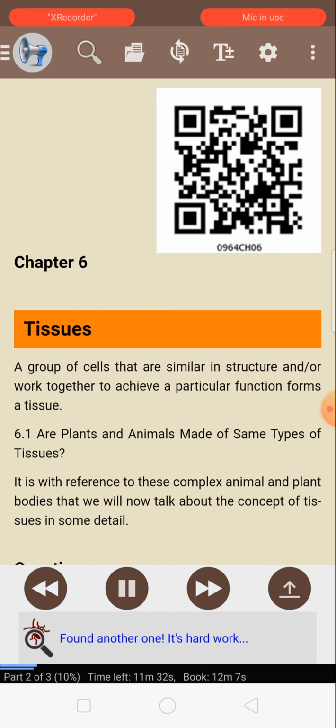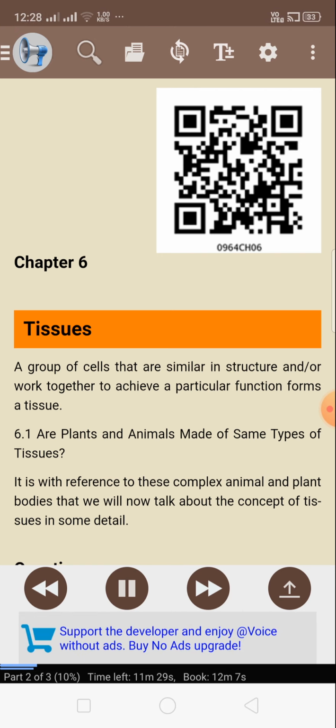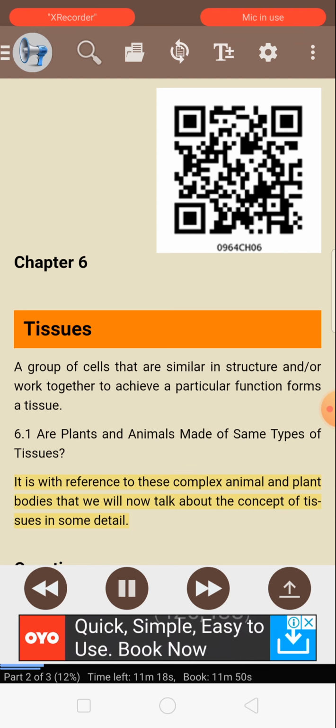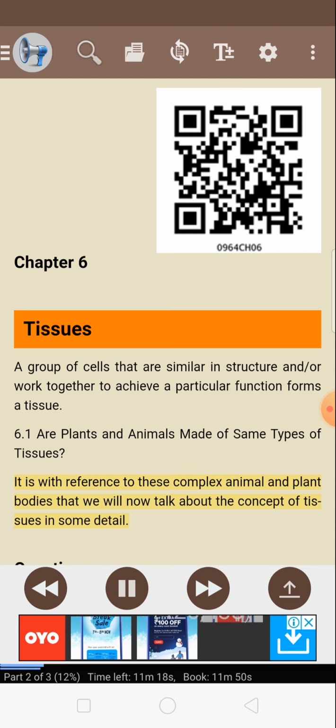The structural organization of organs and organ systems is far more specialized and localized in complex animals than even in very complex plants. This fundamental difference reflects the different modes of life pursued by these two major groups of organisms, particularly in their different feeding methods. Also, they are differently adapted for a sedentary existence on one hand, plants, and active locomotion on the other, animals, contributing to this difference in organ system design. It is with reference to these complex animal and plant bodies that we will now talk about the concept of tissues in some detail.